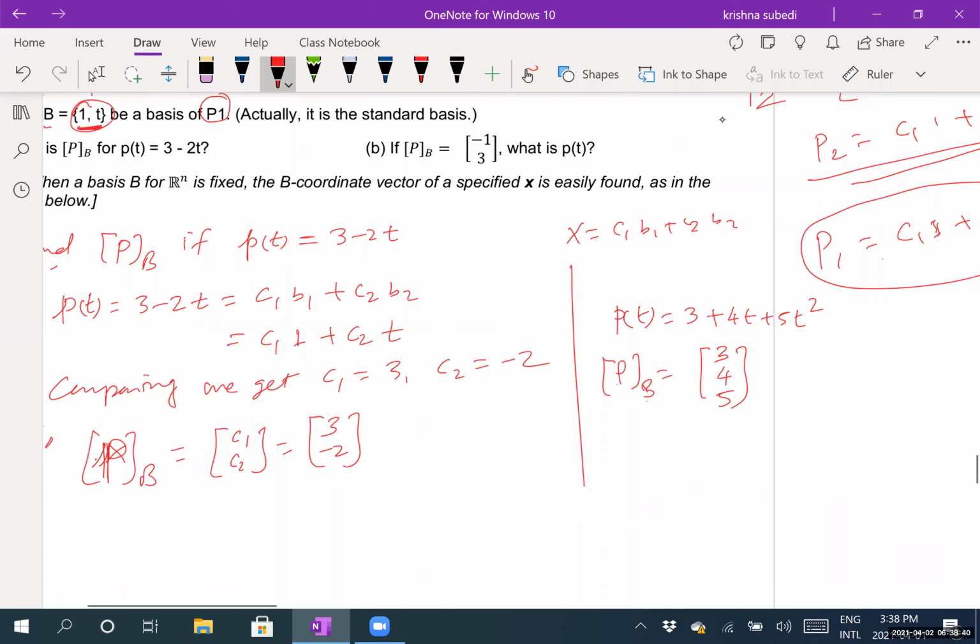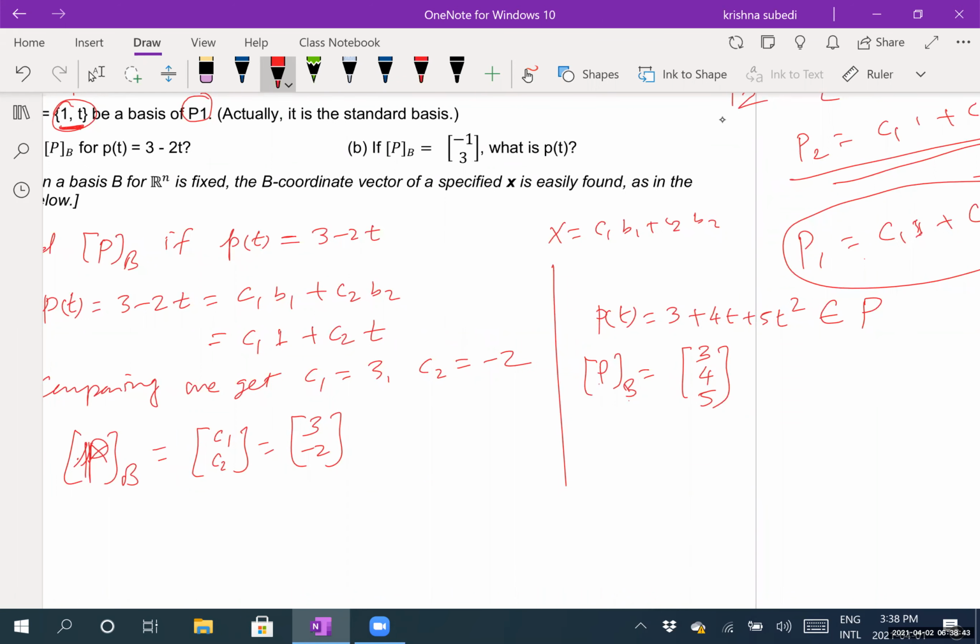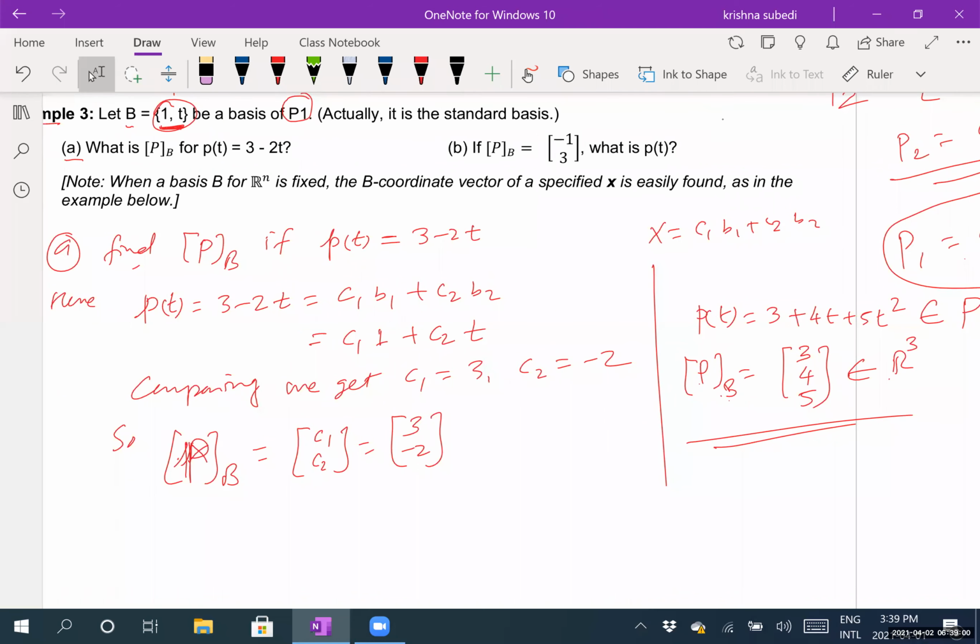Okay, this belongs to polynomial, but this B coordinate are actually the scalar which belongs to Rn, in this case R3. This is P2 and this is R3. Okay, that's important point to remember.